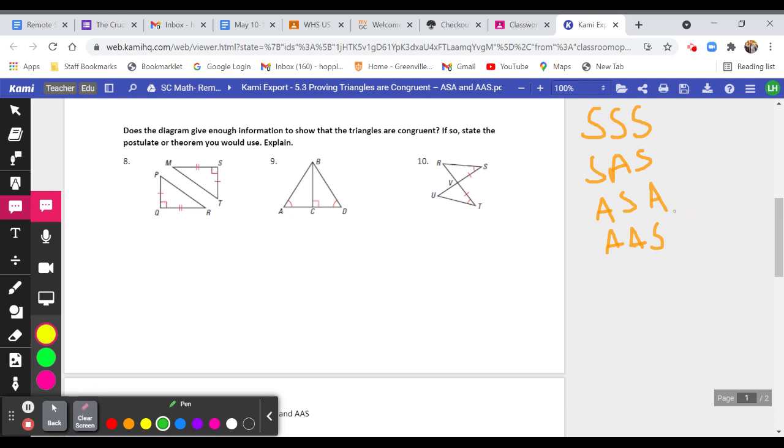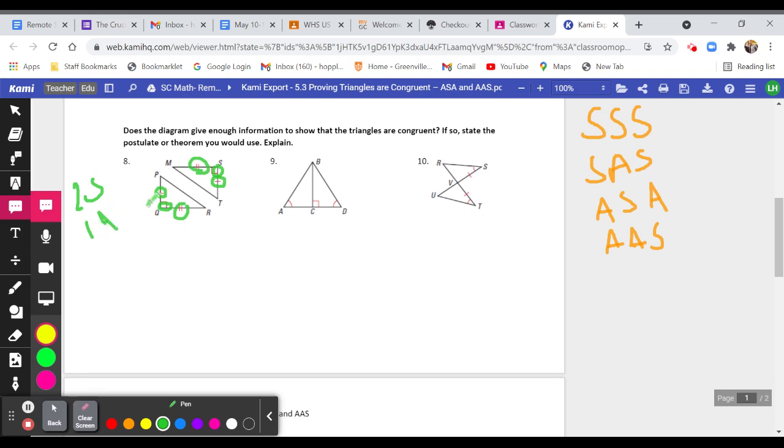So one of the first things you can do is if you look at a triangle, and if you can't automatically see 3 pieces of evidence marked, you can probably say they aren't congruent just because you don't have enough information. Looking at number 8, we have triangle PQR and MST. So I have a side marked as congruent on each triangle. I have another side marked as congruent on each triangle. Then I also have an angle. So I'm going to put 2 sides and 1 angle.